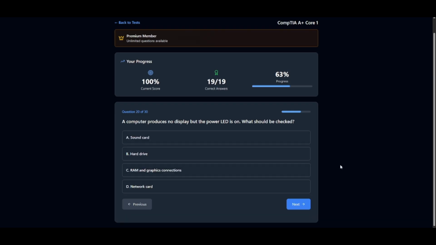Question number 20. A computer produces no display, but the power LED is on. What should be checked? Think about it for a moment.